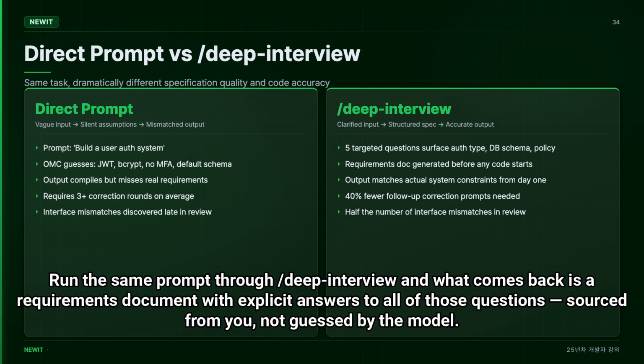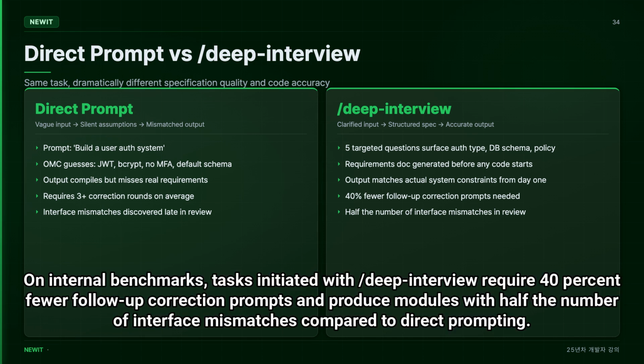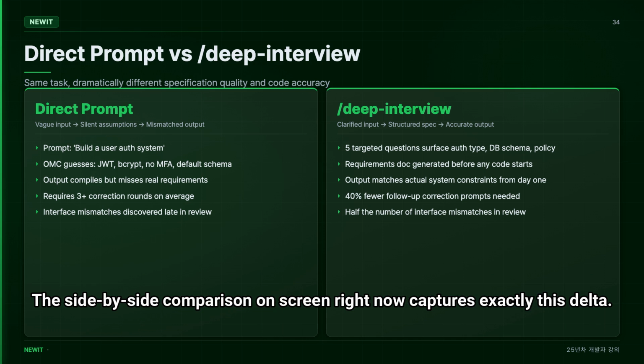Run the same prompt through deep interview, and what comes back is a requirements document with explicit answers to all of those questions, sourced from you, not guessed by the model. The downstream code accuracy difference is dramatic. On internal benchmarks, tasks initiated with deep interview require 40% fewer follow-up correction prompts and produce modules with half the number of interface mismatches compared to direct prompting. The side-by-side comparison on screen right now captures exactly this delta.